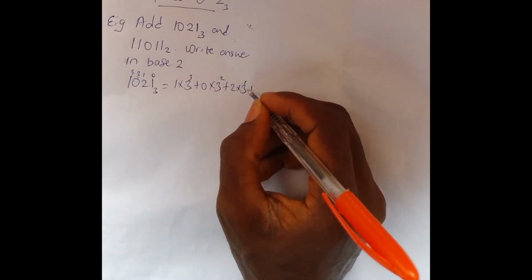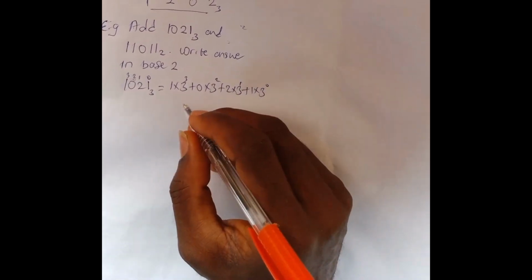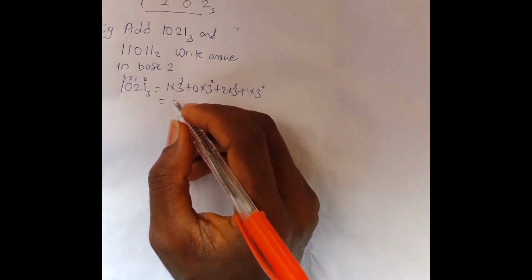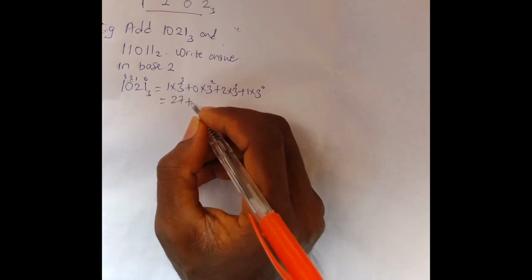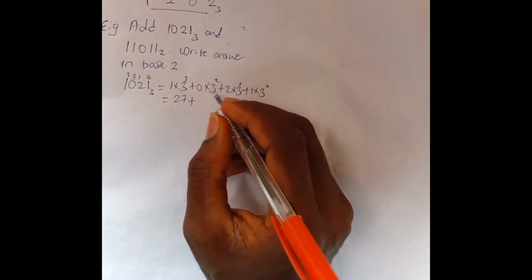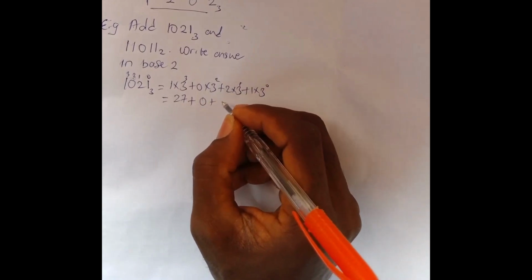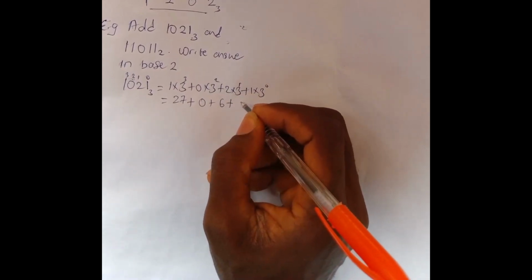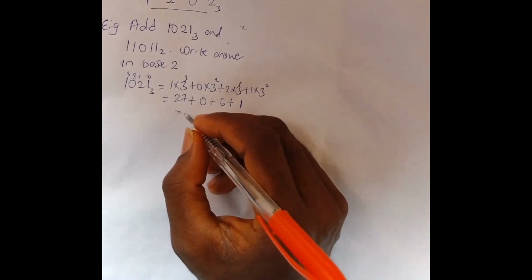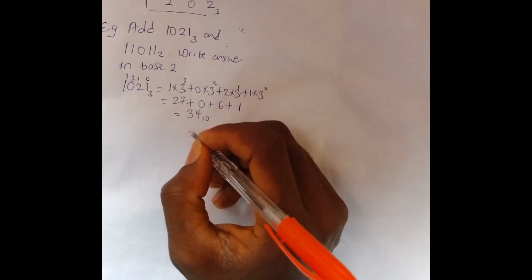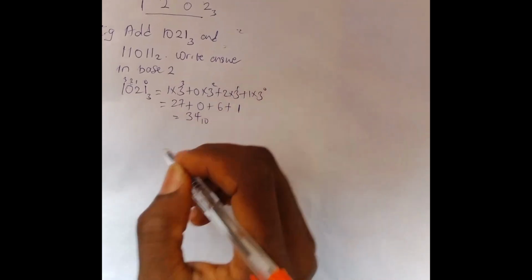Plus 1 times 3 raised to the power of 0. 3 raised to the power of 3 is 27, times 1 is 27. 3 raised to the power of 0 is 1, and 1 times 1 is 1. When you add them, you get 34 in base 10. Now let's convert it back to base 2.